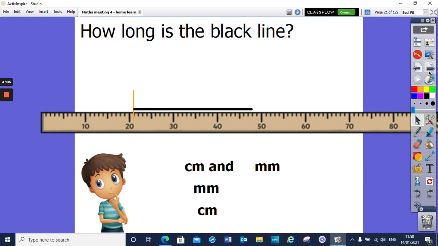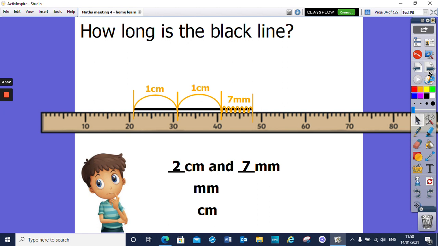Let's count our centimeters now. 1, 2. That's 2 centimeters. We can't quite make it to the third centimeter, so that's 2 centimeters. So how many millimeters? 1, 2, 3, 4, 5, 6, 7. 7 millimeters. So we can write that as 2 centimeters and 7 millimeters.